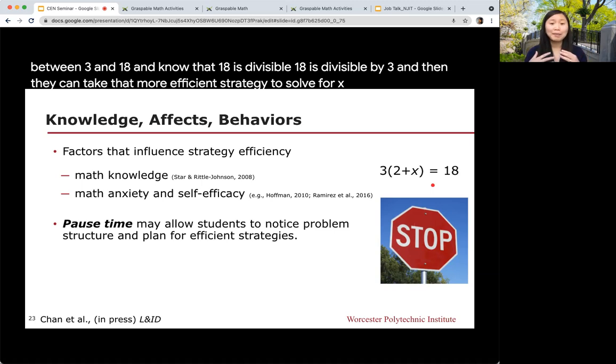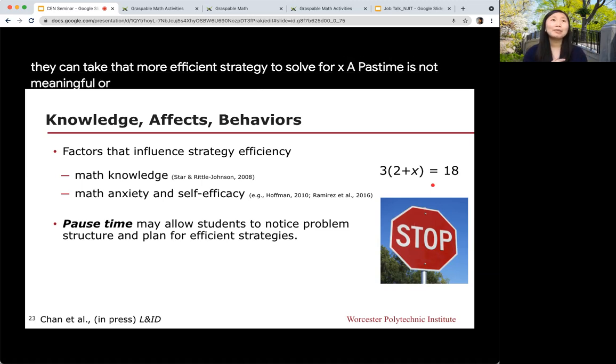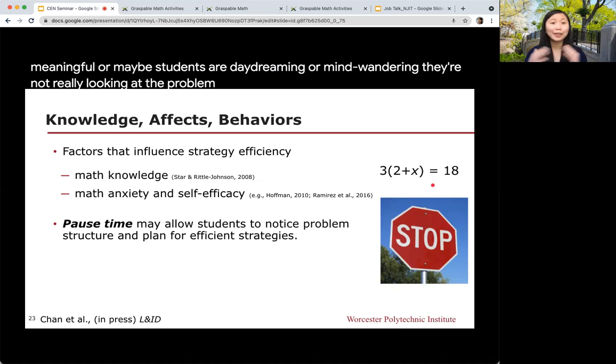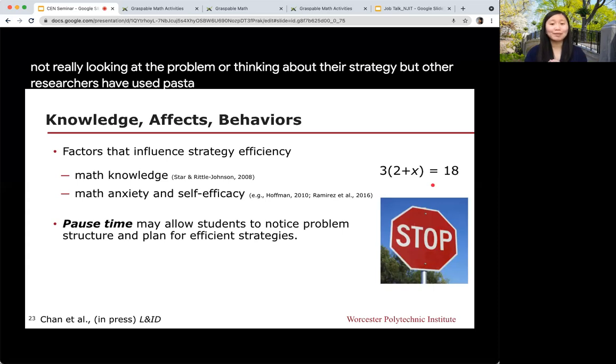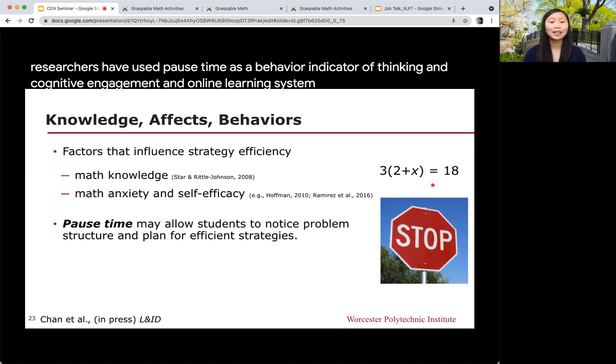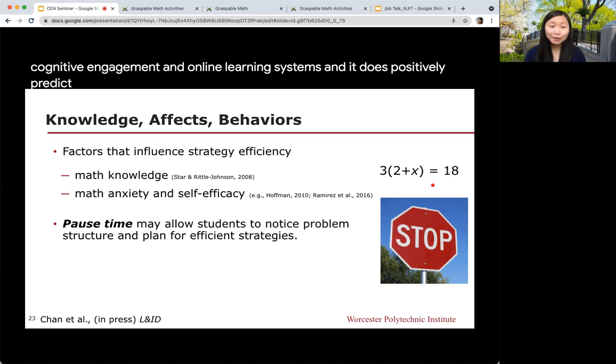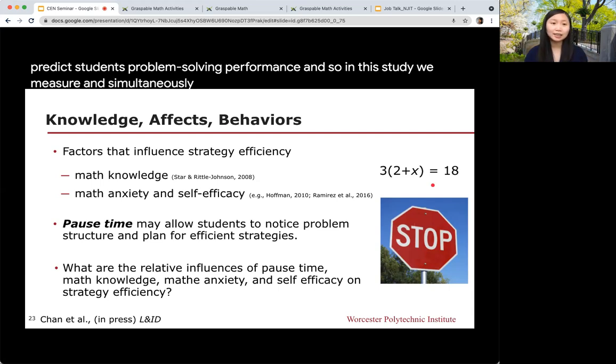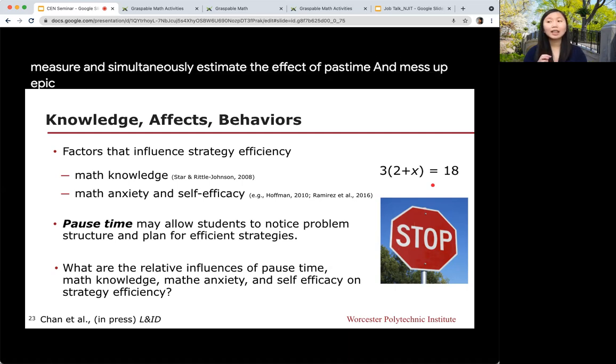Some may argue that maybe pause time is not meaningful, or maybe students are daydreaming or mind wandering. They're not really looking at the problem or thinking about their strategy. But other researchers have used pause time as a behavioral indicator of thinking and cognitive engagement in online learning systems, and it does positively predict students' problem-solving performance. And so in this study, we measure and simultaneously estimate the effect of pause time, math knowledge, math anxiety, and math self-efficacy to estimate their relative influences on students' strategy efficiency.